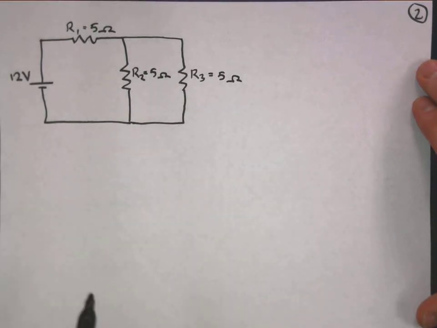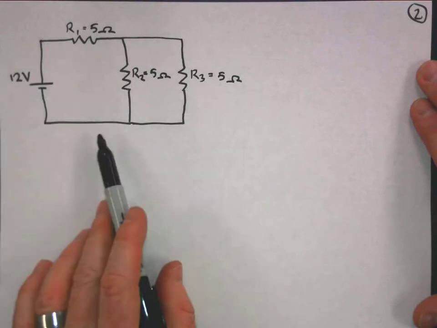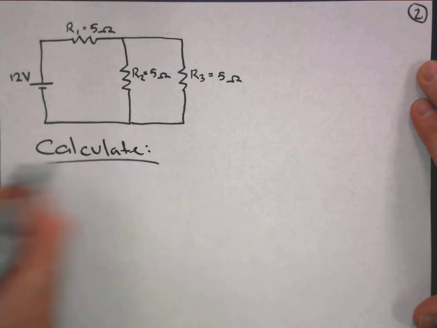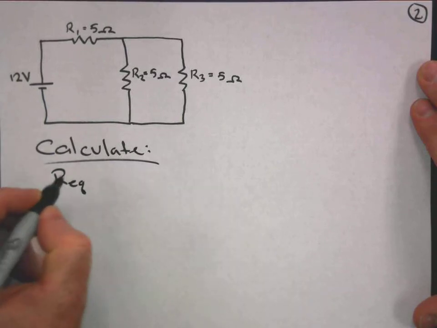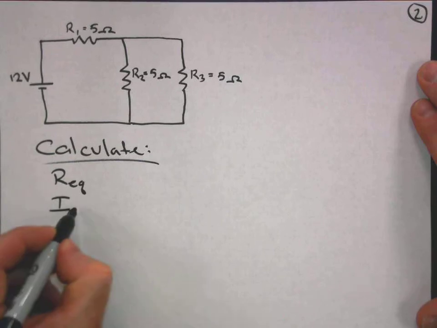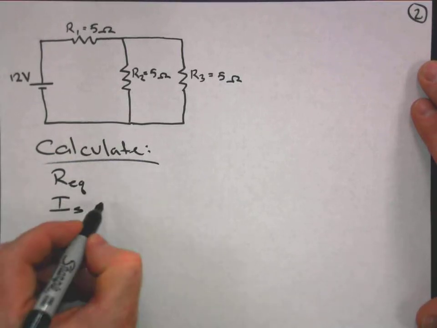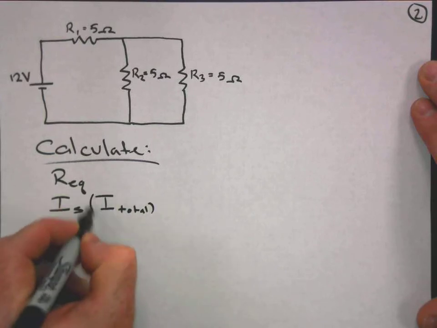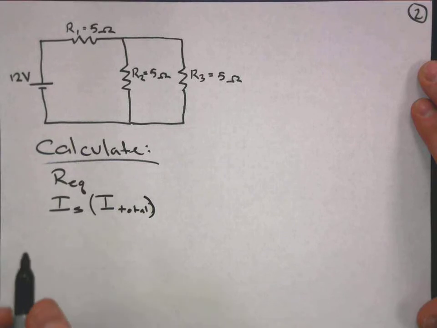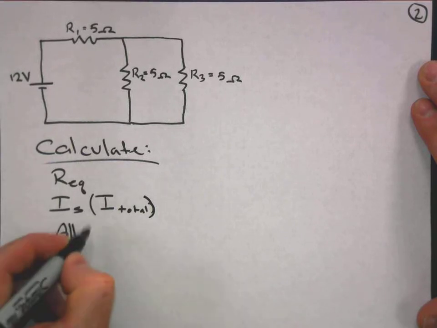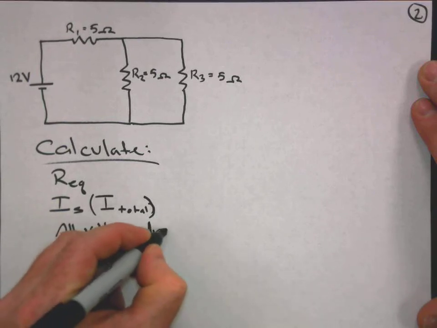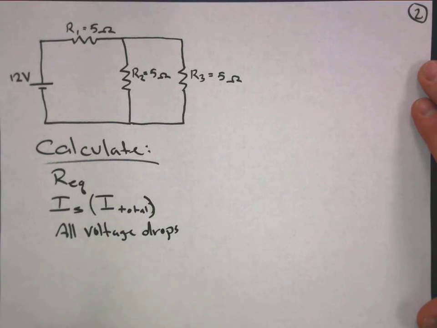Okay, here's what we're going to calculate from this circuit. Here's our task. We're going to find the equivalent resistance of the whole circuit. We're going to find the current coming out of the source, and another way of saying this is the total current. We're going to find all voltage drops in those resistors. We're also going to look at the individual currents through each resistor.